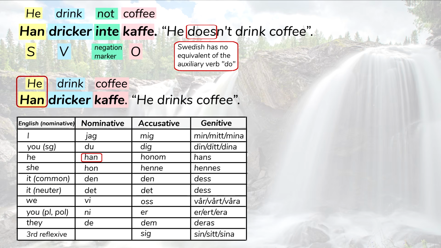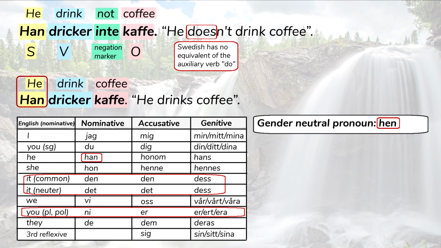Han is the third-person singular personal pronoun. Swedish has a system of personal pronouns similar to that of English, with a couple of differences. There are second-person plural pronouns, which are also used as formal second-person singular pronouns. There are also two equivalents of it in English, one for common gender, den, and one for neuter, de. And there is also a controversial gender-neutral pronoun, hen.